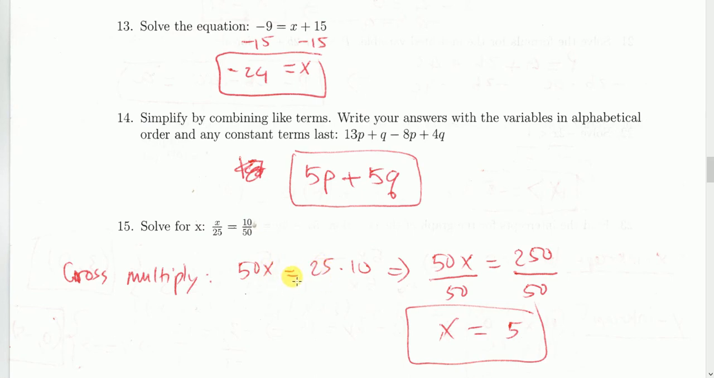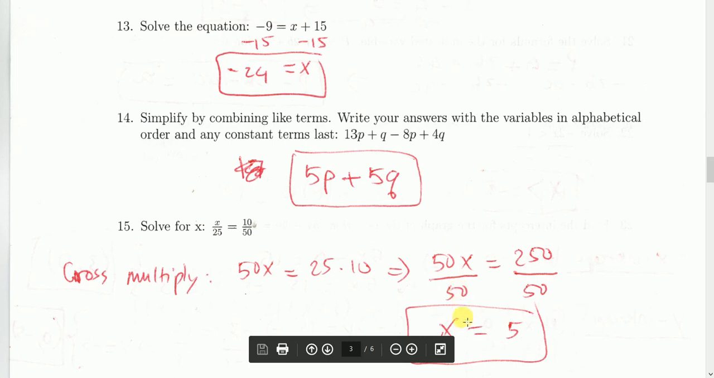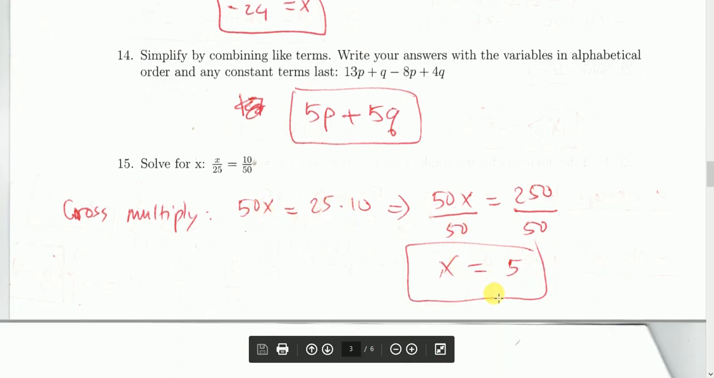Now in order to solve for x, you have to divide by 50 on the left side and do the same thing to the right side. So this 50 is gone, and that gives you x. 250 divided by 50 gives you 5. So the answer is 5. x equals 5.